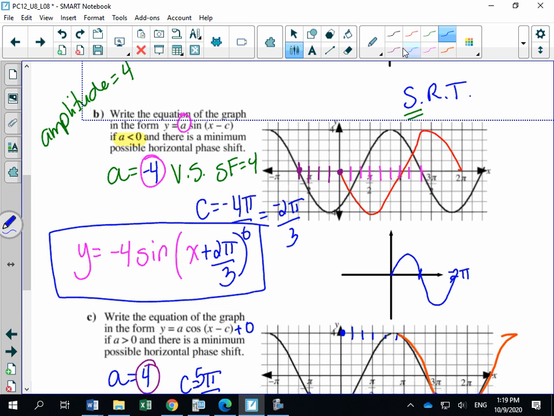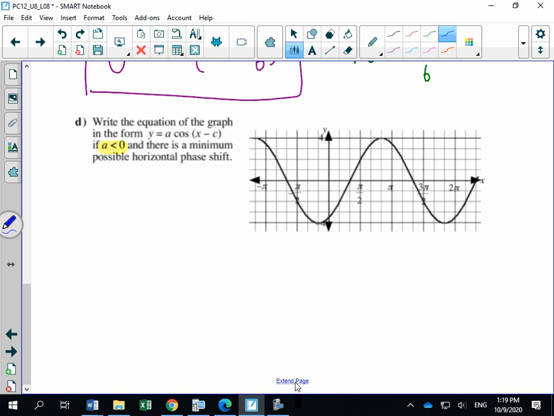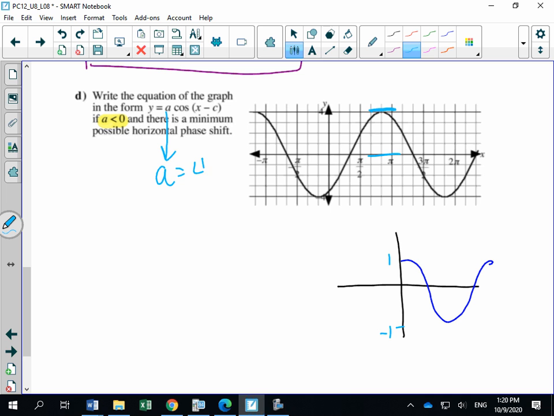So let's look at the cos graph now for D. So again, remember that an original cos graph always goes from 1 to negative 1. So this is an original cos graph, okay? If I look at this cos graph here, I need to figure out what the amplitude is. So the amplitude from the midline up to the peak is 4 units. So the amplitude of this graph is equal to 4 units.